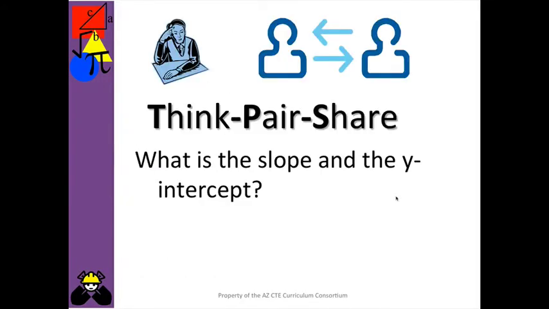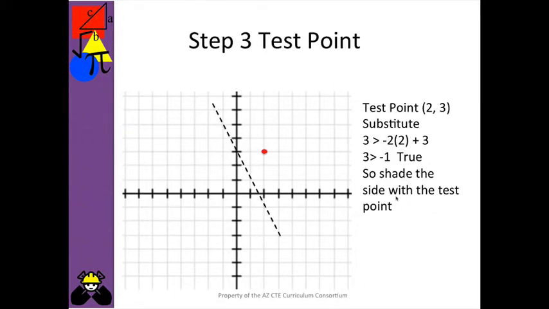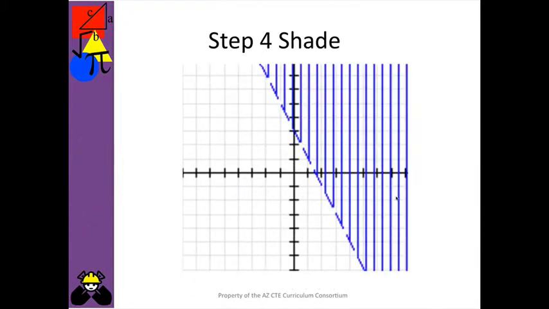Let's see. We found the slope and the y-intercept. I dotted it because it's a greater than symbol. I picked a point. This time I picked the point 2, 3. I substituted in and I got 3 is greater than negative 2 times 2 plus 3. Is 3 greater than negative 1? That's a true statement. So I'm going to shade that side and there's my answer. It looks a little bit nicer when I use the graphing calculator to help make those lines.